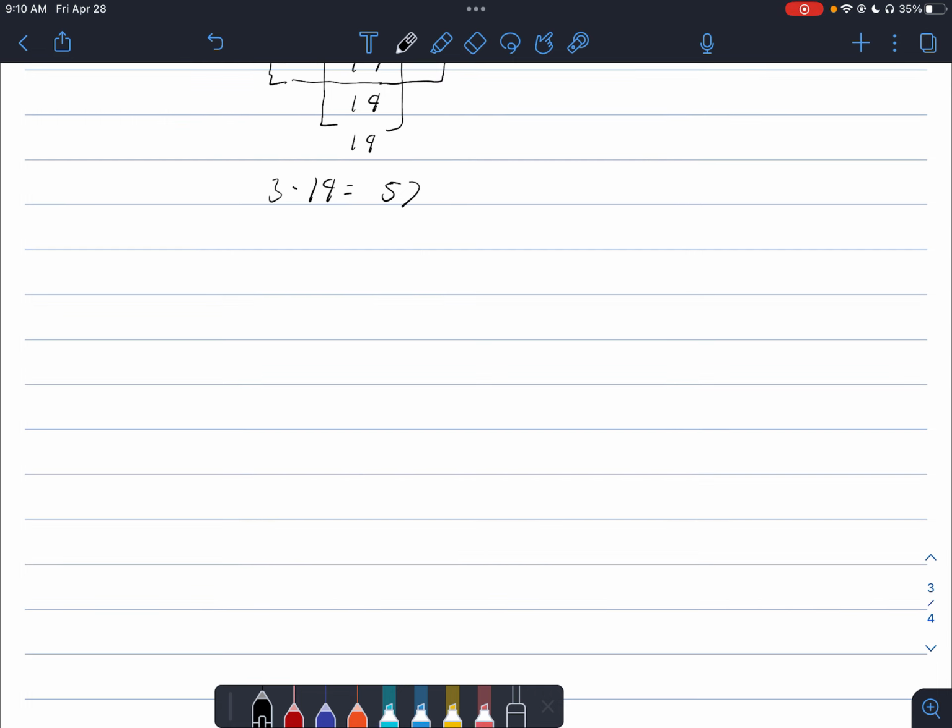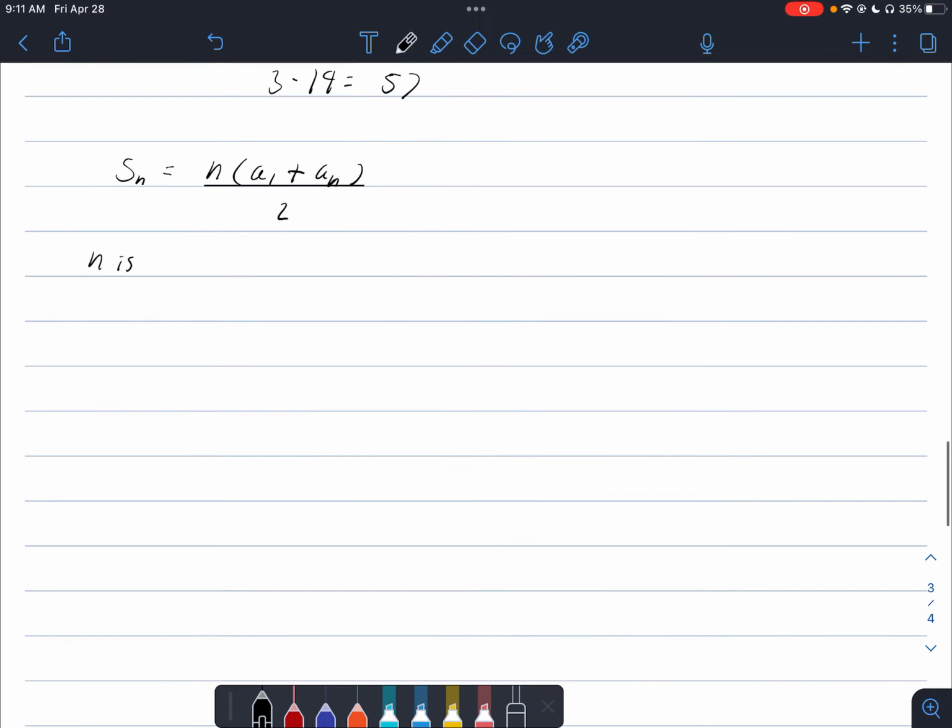Okay, so I'm not going to derive this formula for the sake of time, but taking this basic logic, the formula for S sub n for an arithmetic sequence is going to be n times (a1 plus an) over 2. So n is going to be the number of terms in your sequence.